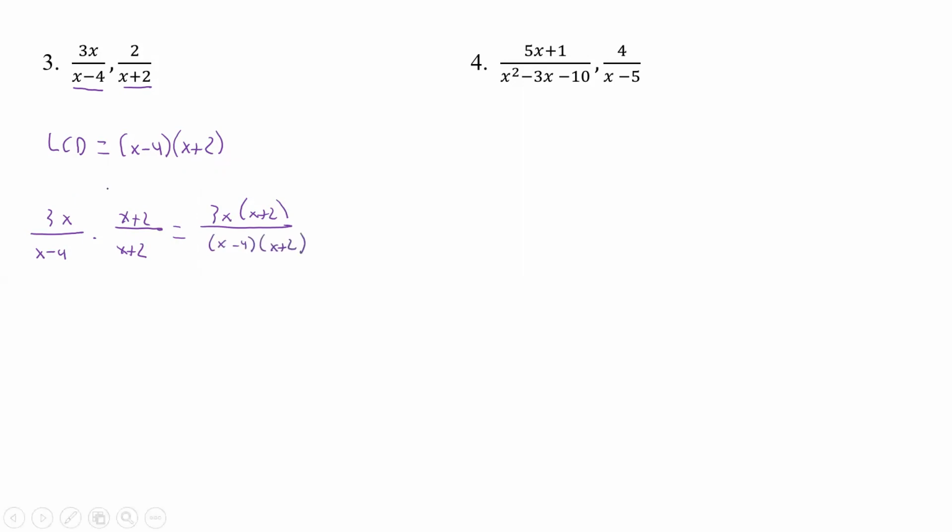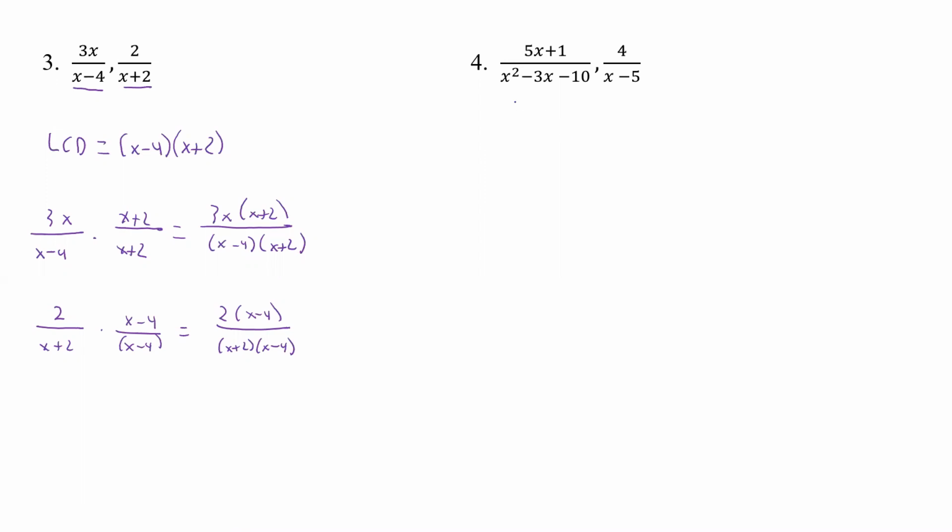Now, in our second rational expression, we have 2 over x plus 2. So this time we just have x plus 2, so we have to multiply by the other term, the x minus 4. And again, what we do down there, we do on top. And so that gives us 2 times x minus 4 all over x plus 2, x minus 4. Okay, so now we have the common denominators, and if they wanted us to add these two rational expressions or subtract them, we could do that with no problem. We have to simplify their numerators and then factor those out and see if anything would cancel out in the end.